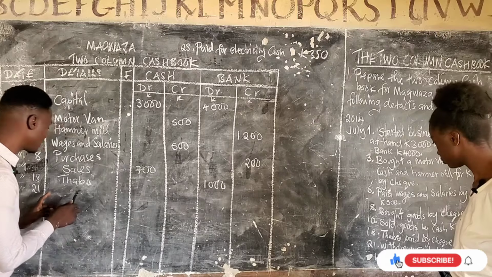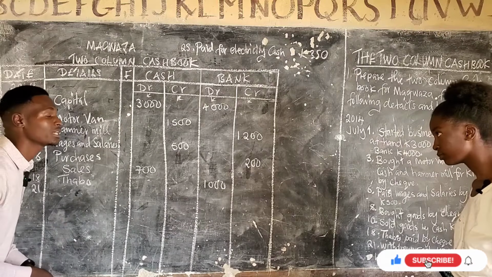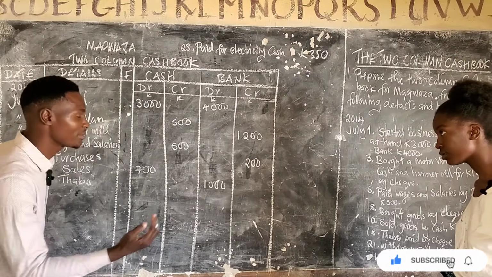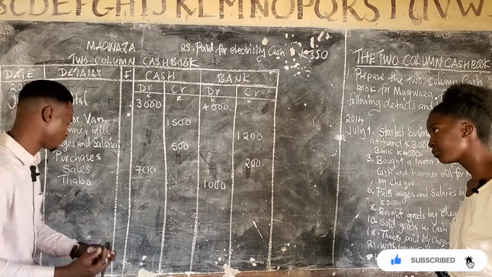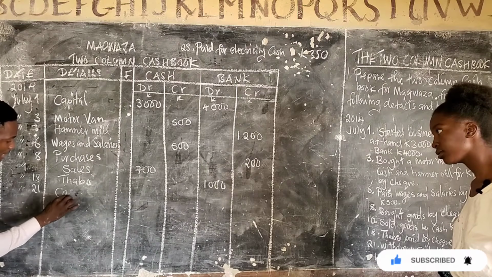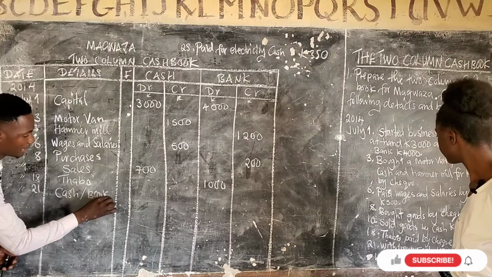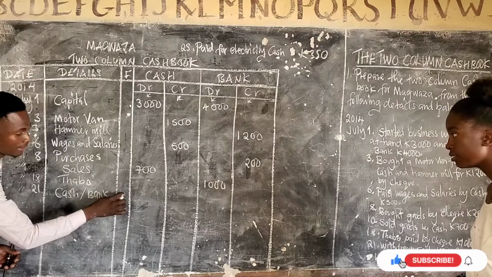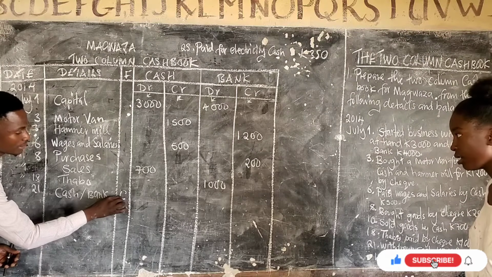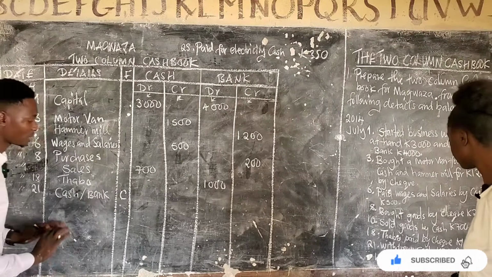Now, what I'm going to write here, you start with the account that is receiving the money. The bank is giving cash. Which one is receiving? Cash. So we write cash, stroke, bank. Then here in the folio, C, to show that this is a contra entry.